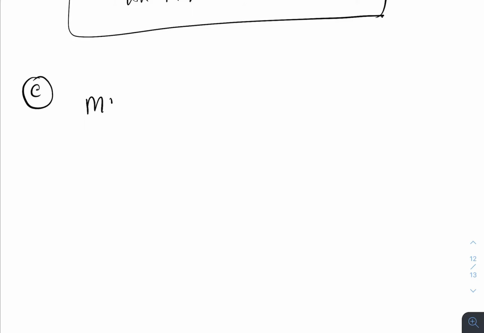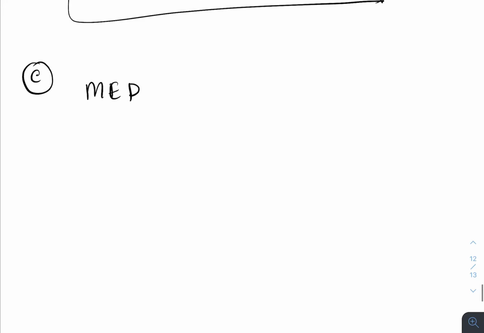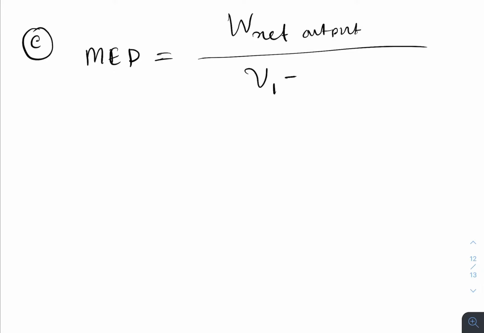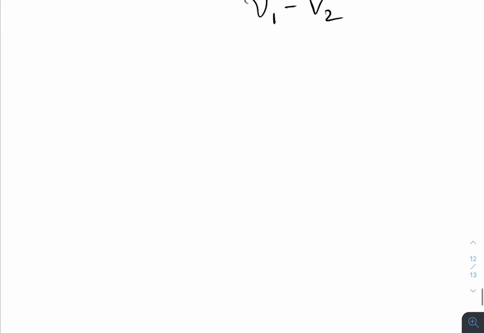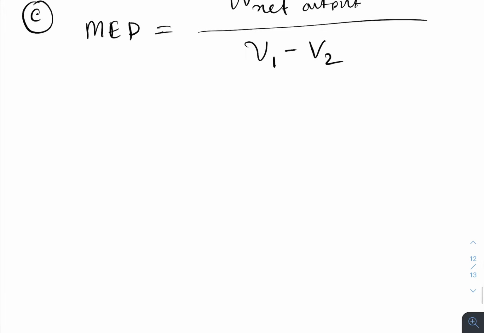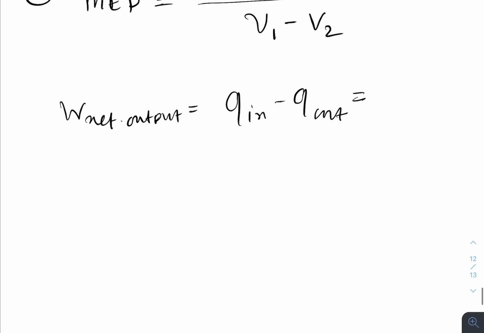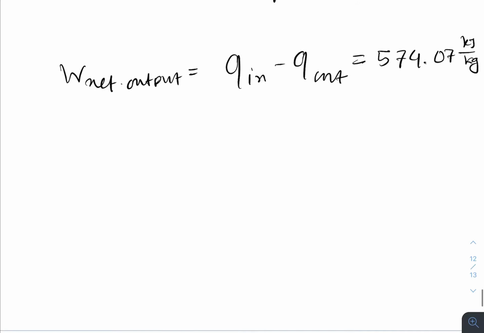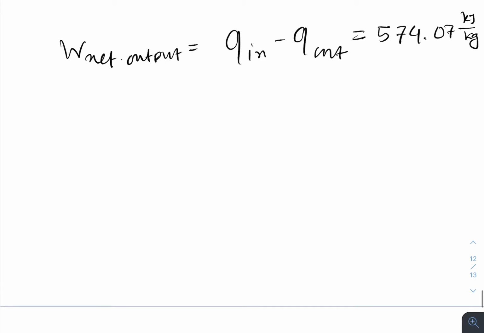So now the third thing they're asking is the mean effective pressure. So MEP, we know the definition is W net output divided by maximum displacement, which equals V1 minus V2. We just derived this expression. So the W net output is basically Q in minus Q out, which if we plug in all those values, becomes 574.07 kilojoule per kg, right?